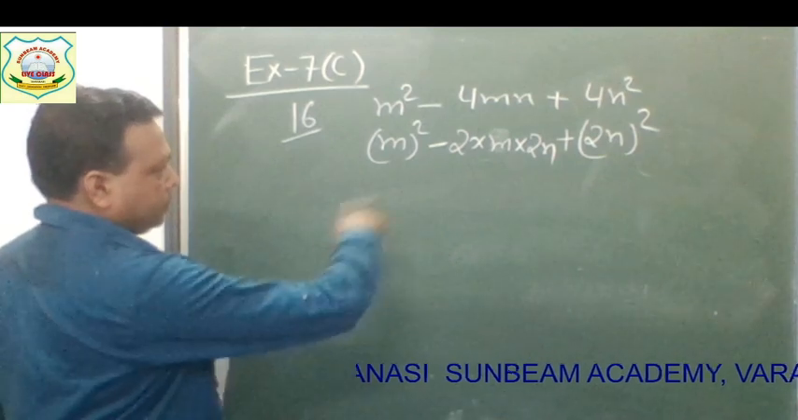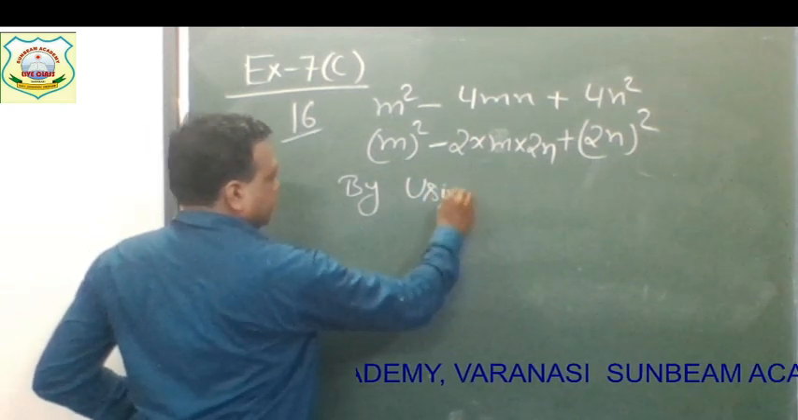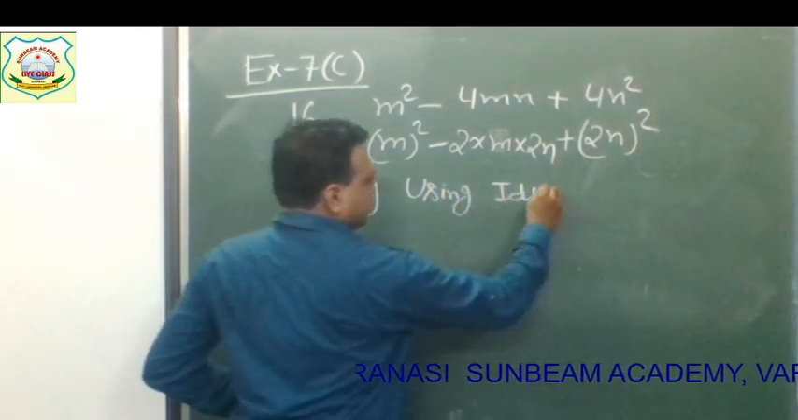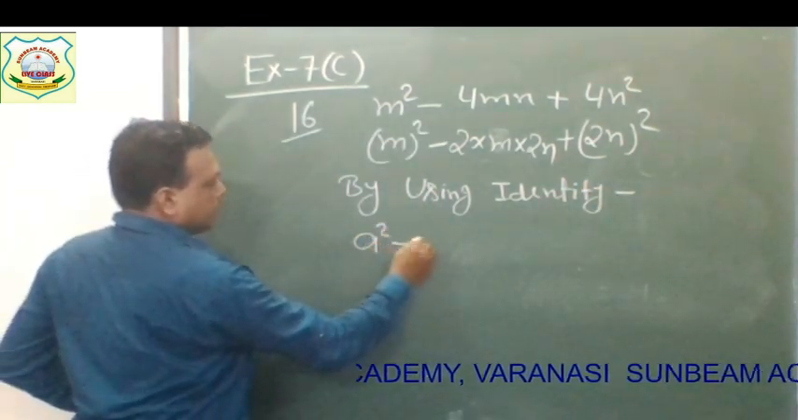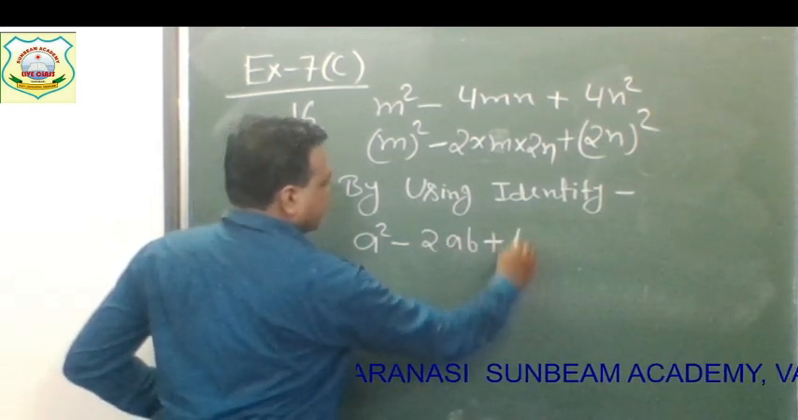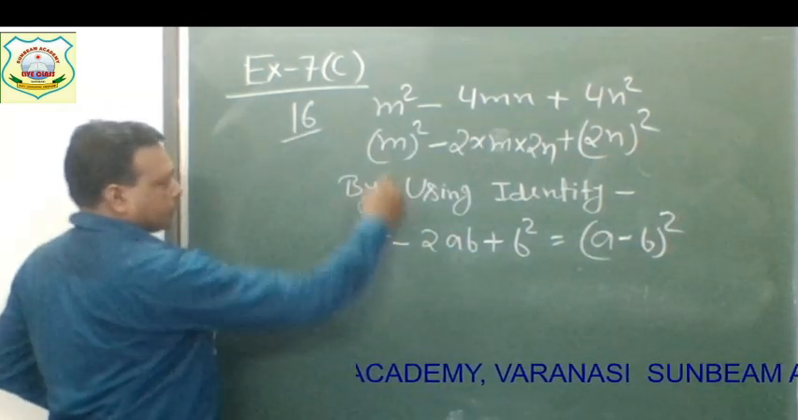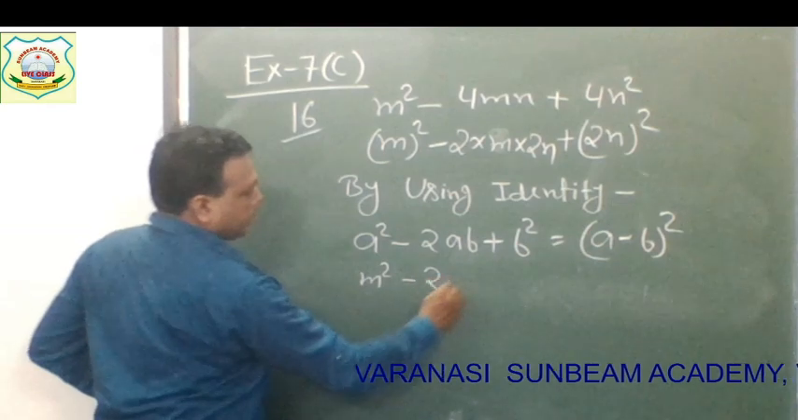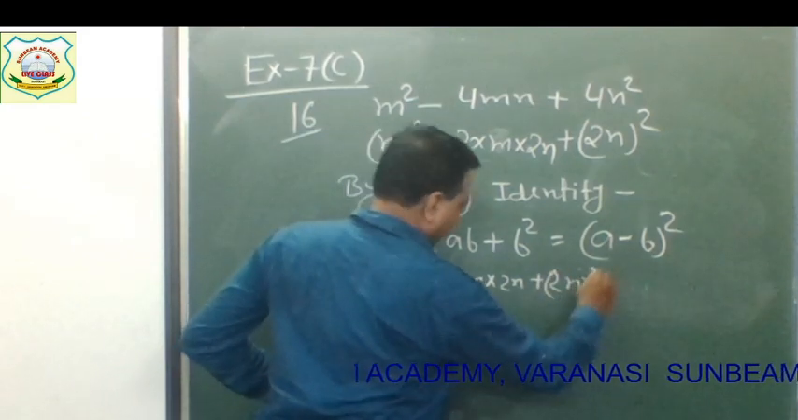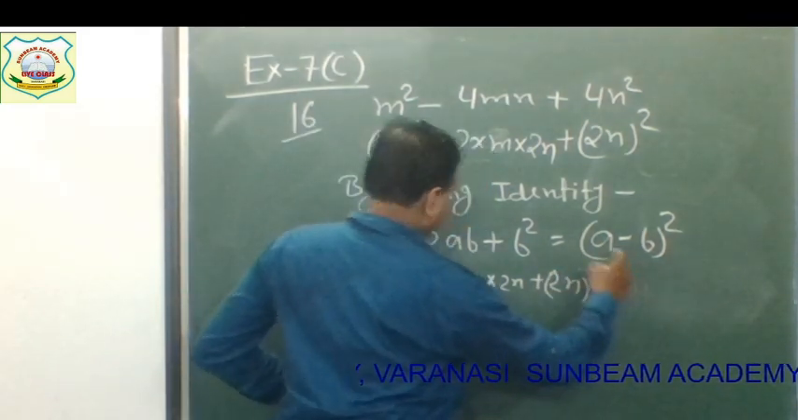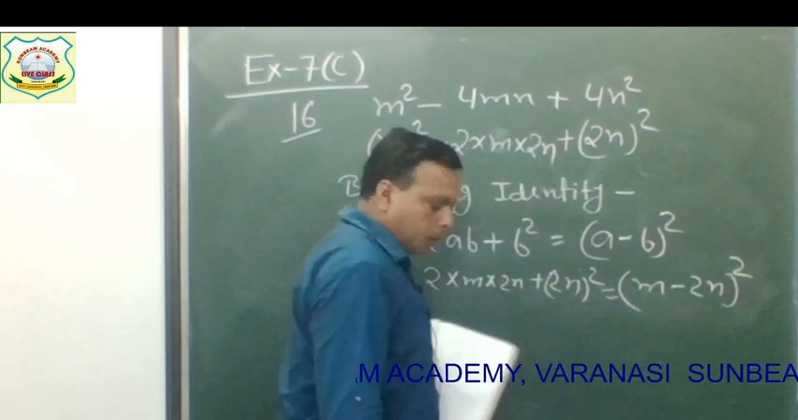Now again, by using the same identity a square minus 2ab plus b square, that is a minus b whole square, based on this, m square minus 2 into m into 2n plus 2n whole square. What can we write, students, here? Equal, m minus 2n whole square. Note it down, everyone, students.